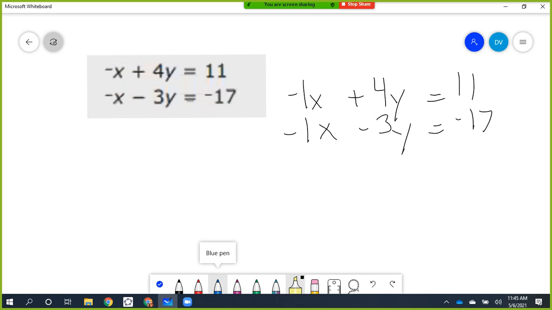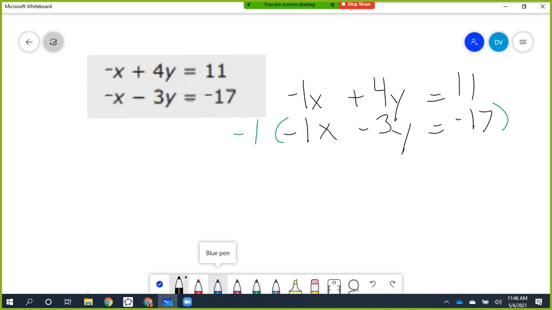Actually, I think it'd be easier if we did the second one. But they'll both work. So what we're going to do, we need to make that a positive 1x, so we have to multiply by negative 1. Doesn't a negative times a negative equal a positive? Yeah. Good. So we're going to rewrite everything here.